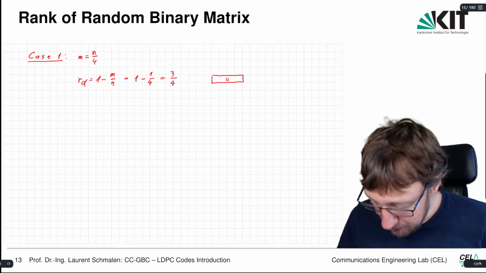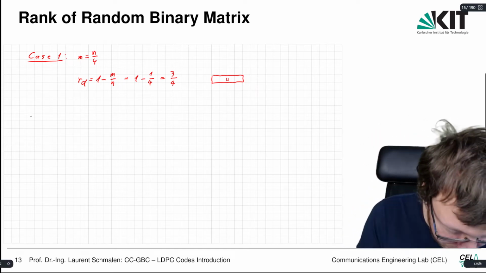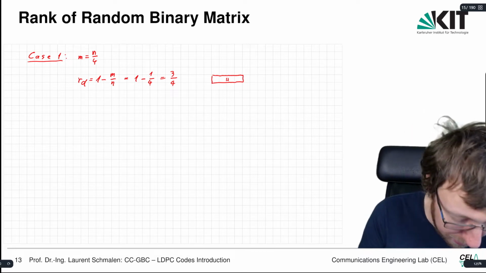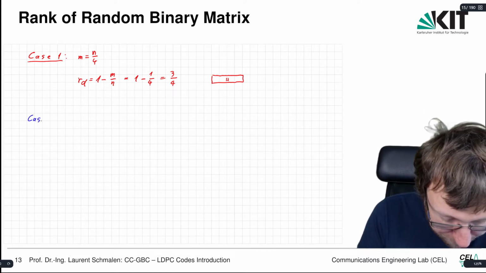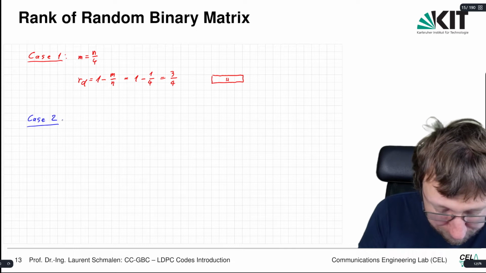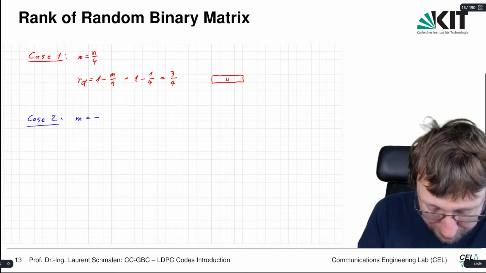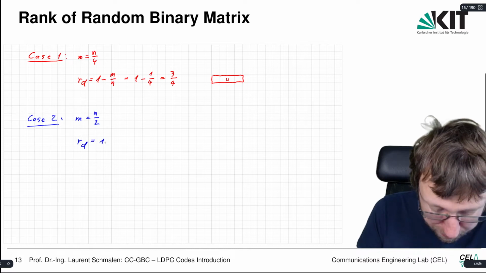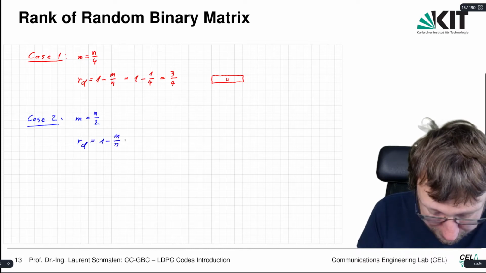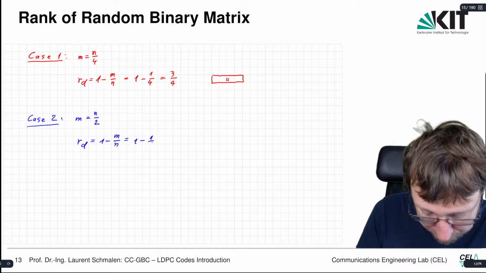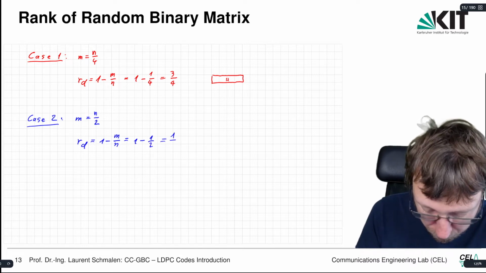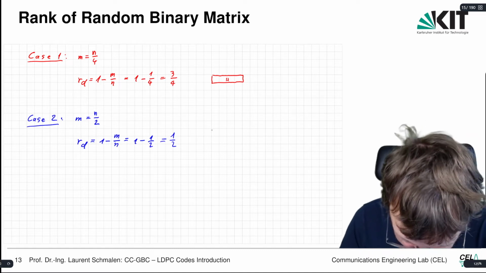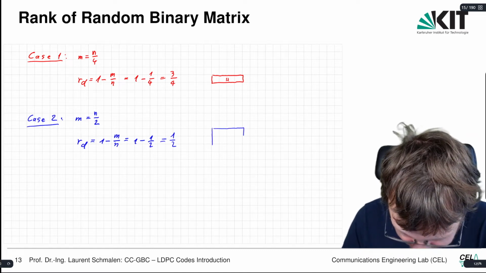That's the first case. For the second case, I'm going to use a different color because it's the colors that are going to be used in the figure. So I have case 2: m is equal to n divided by 2. In this case, the design rate is 1 minus m over n, 1 minus 1/2. So this is 1/2. And the parity-check matrix looks like this.